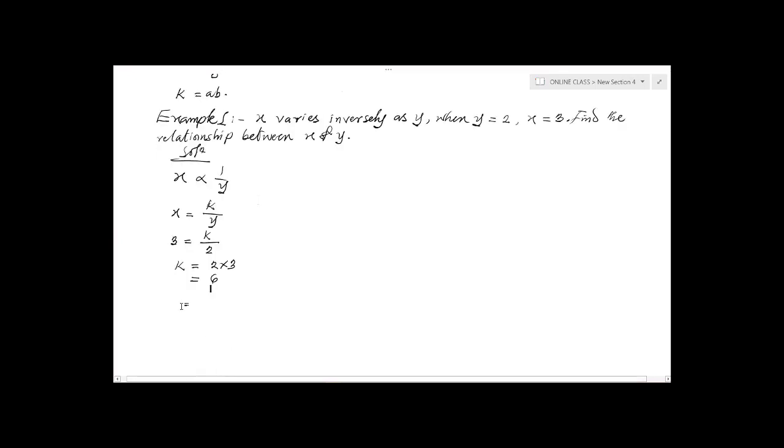The next thing you do here is to find the relationship. Now, their relationship is X. You repeat the X, is K you are changing now, equals 6 over Y. This is the relationship they ask us to do.